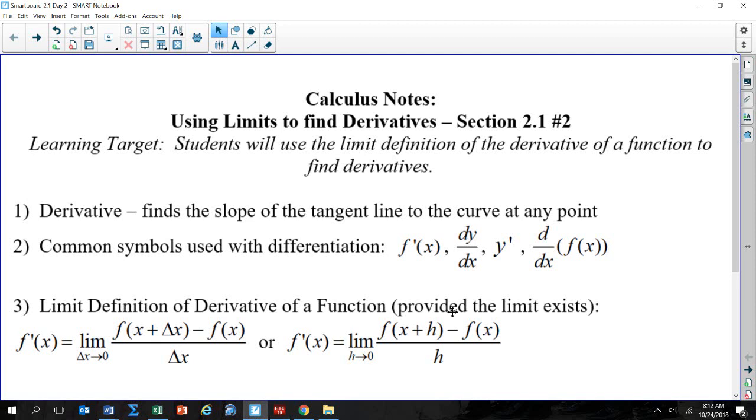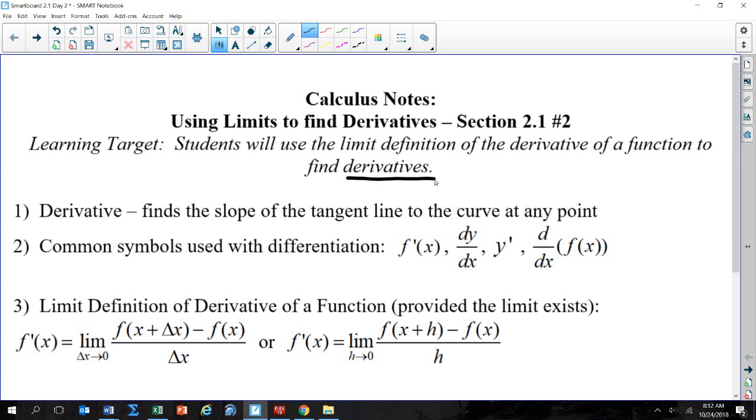Like I said, yesterday we talked about average rate of change, which was the slope between 2 points. Today we're going to talk about instantaneous rate of change, which is the slope at a single moment in time. The learning target here says students will use the limit definition of a derivative of a function to find derivatives. When you're finding a derivative, you are finding the instantaneous rate of change.